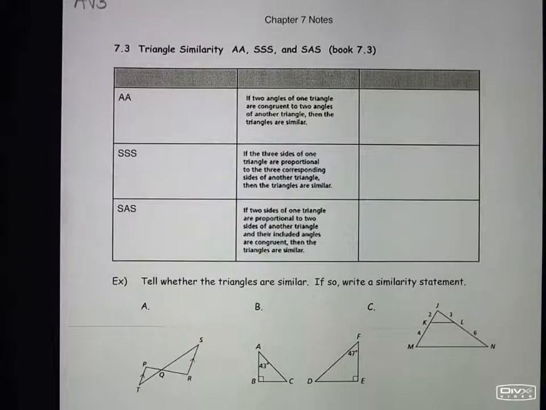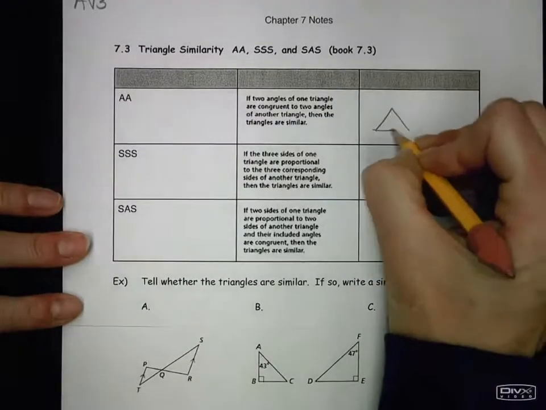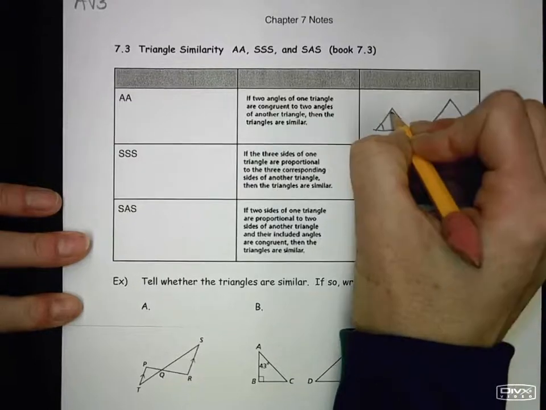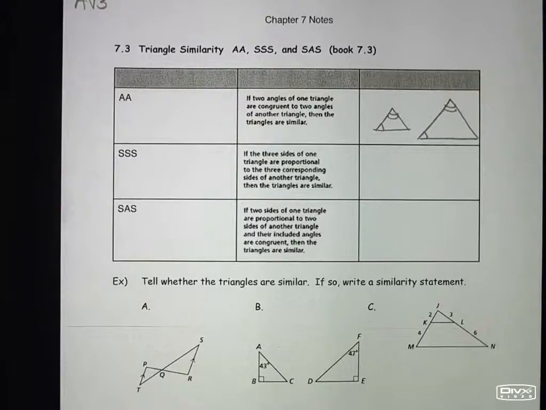The first triangle similarity is angle-angle. If two angles in one triangle are congruent to two angles in another triangle, then the triangles are similar. For example, if you have two different triangles, but we know these angles are equal, and we know these angles are equal, then we can say the two triangles are similar. That's our first triangle similarity theorem.